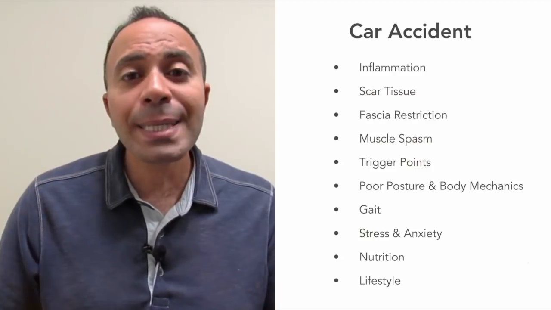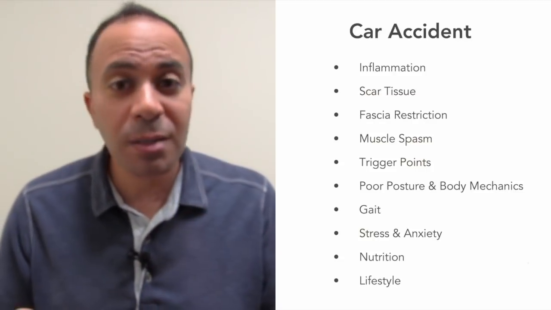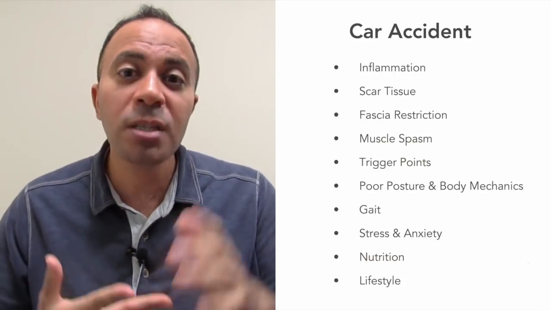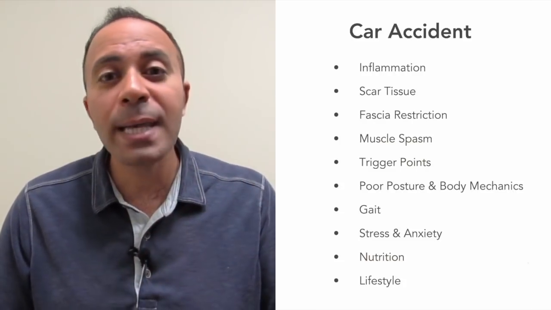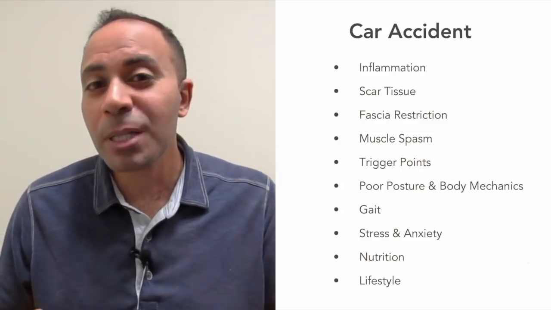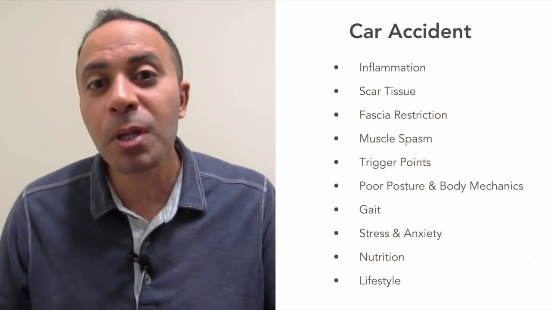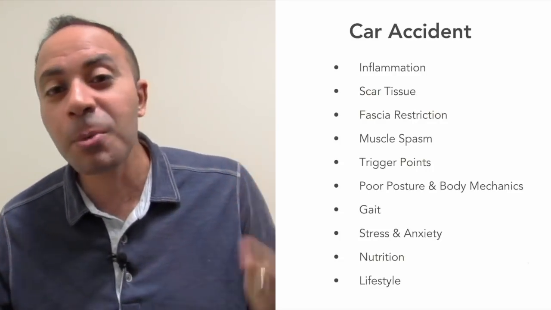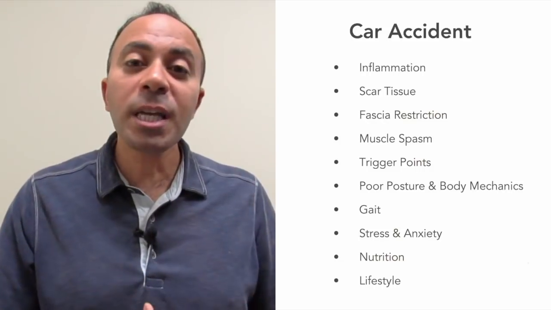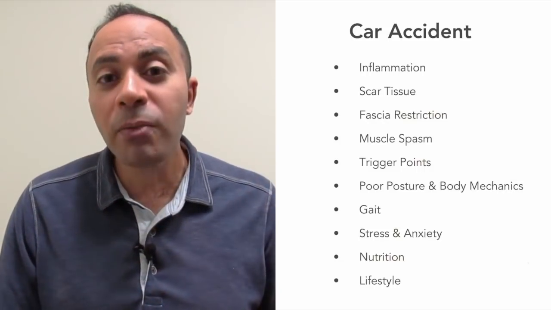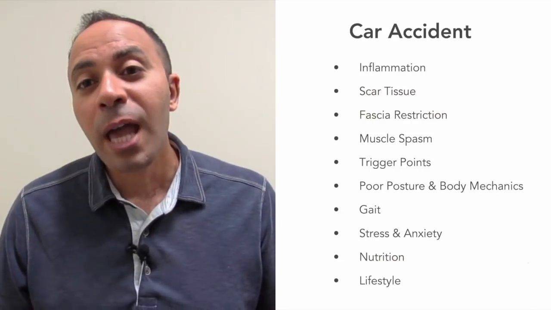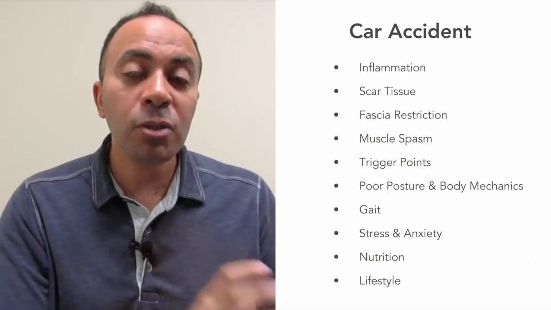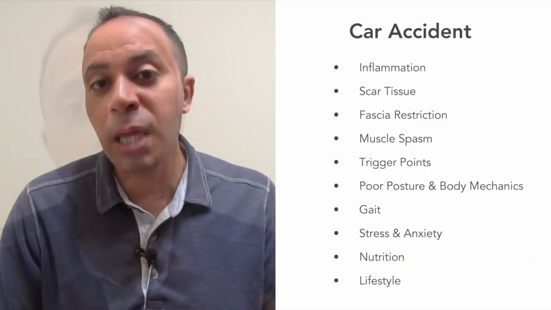When you look at the screen, there's inflammation. It starts with inflammation, then scar tissue, fascia restrictions, trigger points, muscle spasm, poor posture, poor body mechanics, sometimes gait problems, and then he started to have a nutrition issue because he's not eating the proper diet, and a lot of stress and anxiety involved in this scenario. At the end, there are lifestyle changes that lead to the chronic condition continuing.